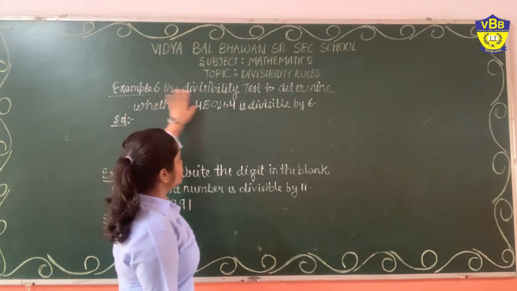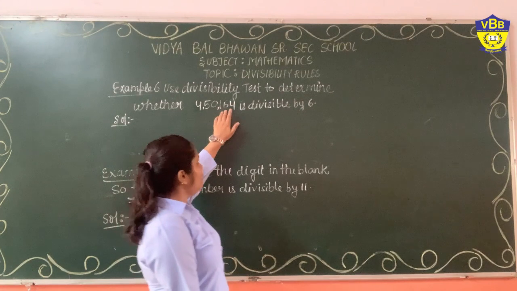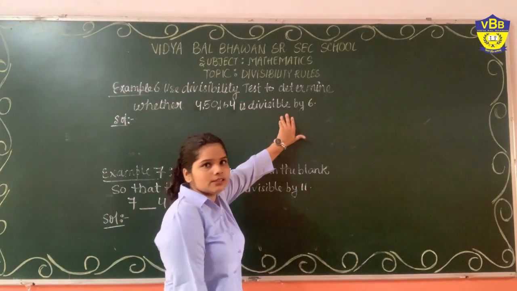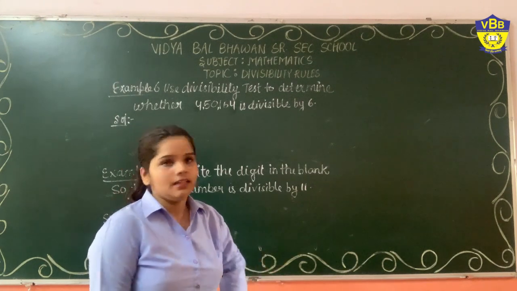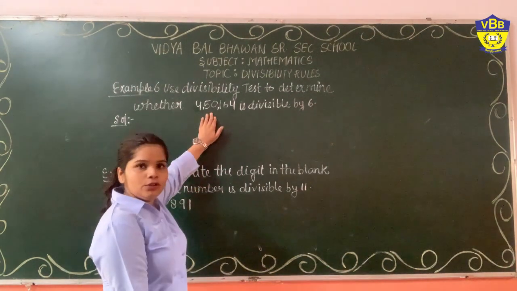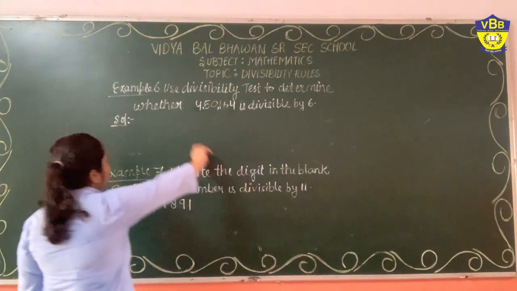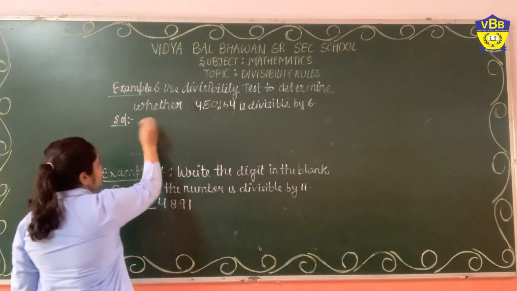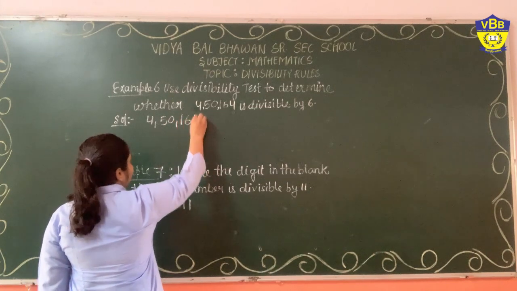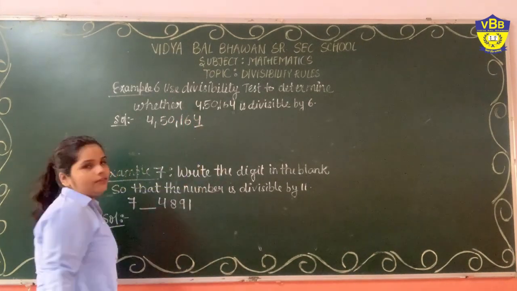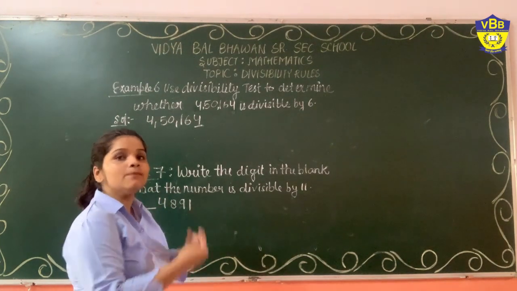First example: use the divisibility test to determine whether 4,50,164 is divisible by 6. What is the divisibility test rule for 6? If the given number is divisible by 2 and 3 both, then it will be divisible by 6. So let's start by checking whether this number is divisible by 2. You can see that this number ends with 4, that means it is an even number, so it will be divisible by 2.